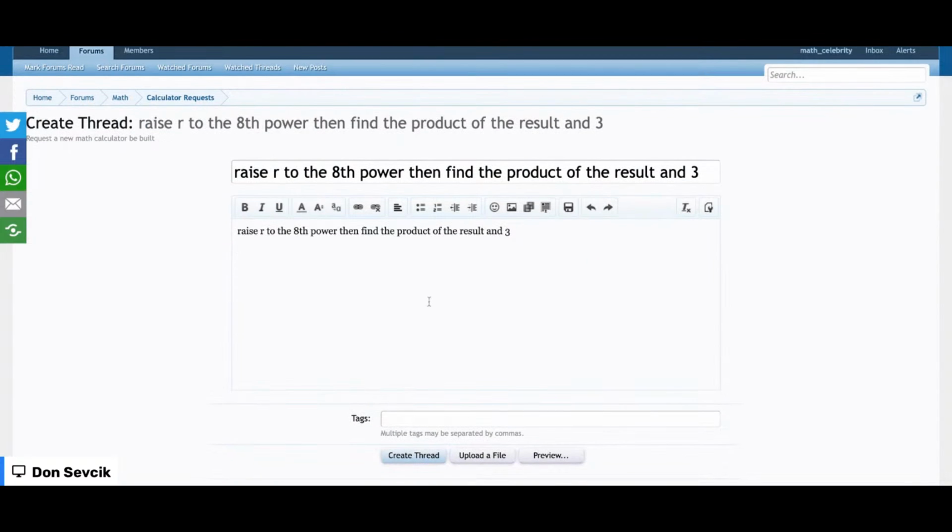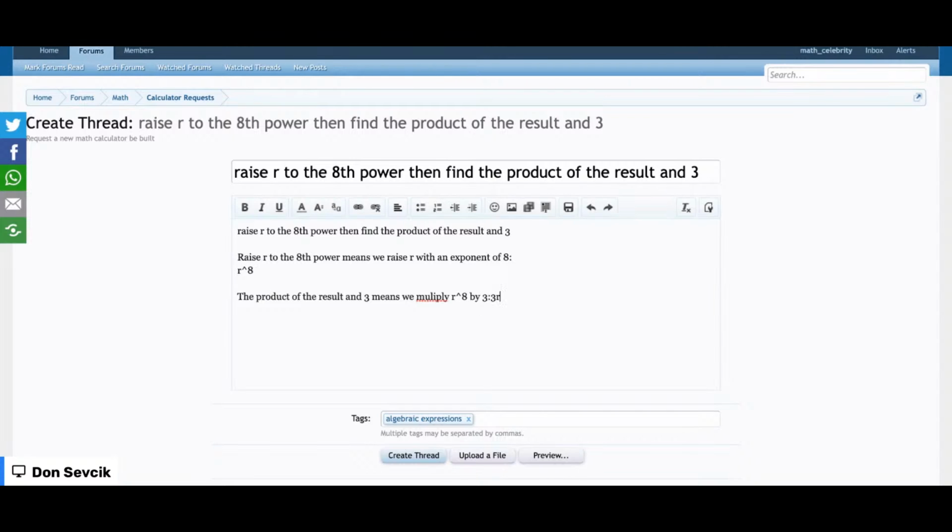Raise r to the 8th power, then find the product of the result and 3. So this is an algebraic expression. We're going to take this in pieces. Raise r to the 8th power means we raise r with an exponent of 8. So we've got r raised to the 8th. Then find the product of the result and 3 means we multiply r to the 8th by 3.